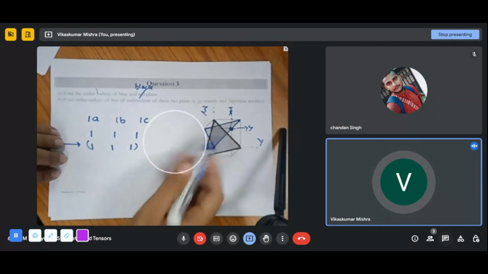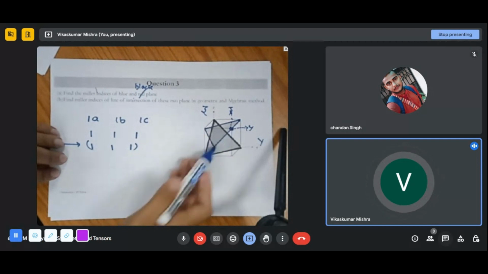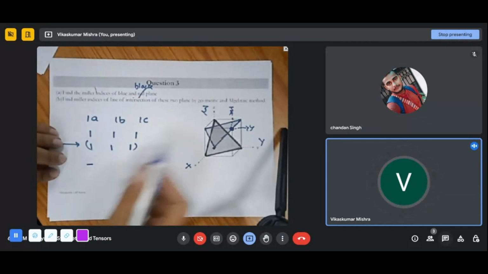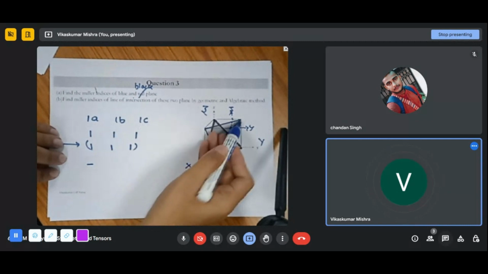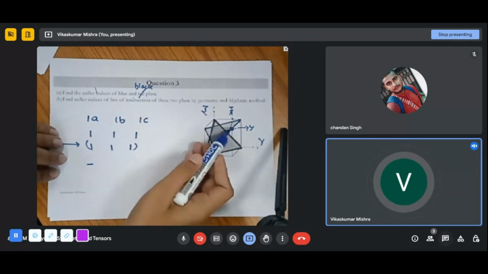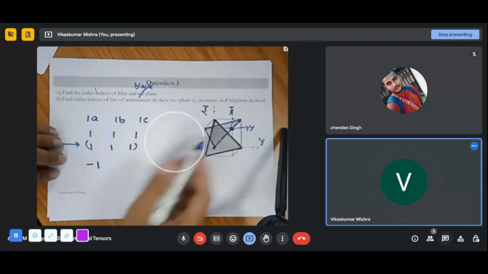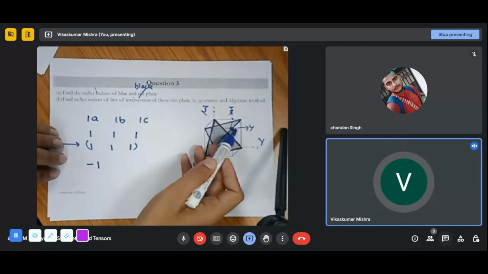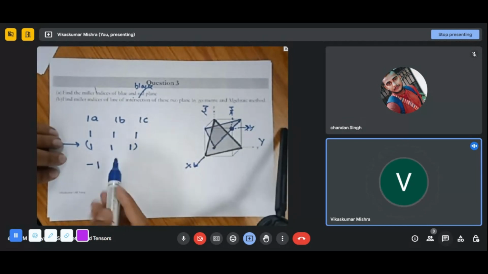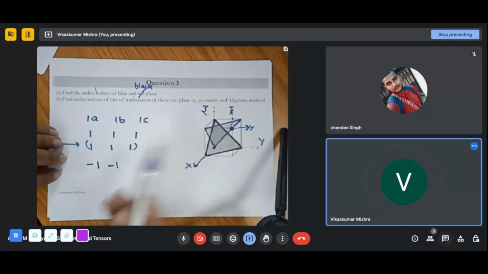In the x direction, along this particular direction, it is cutting at minus a. Considering this to be the origin, we have to go in the negative direction, considering this to be the direction of a. So I have to go in the negative, that is minus 1. In the y direction, again considering this to be the direction, I have to go by minus 1 unit. Now in the z, this is our z.